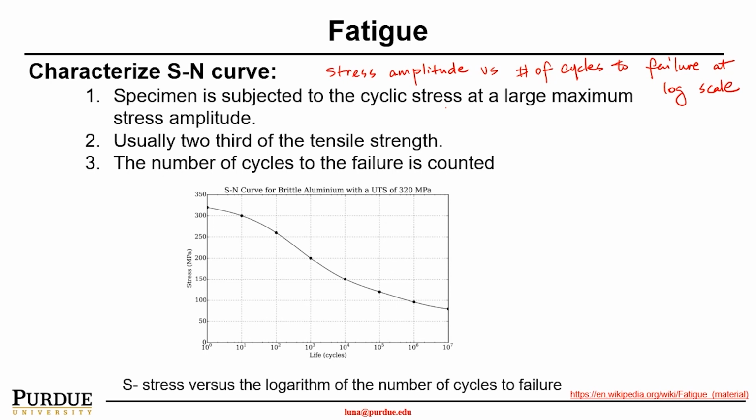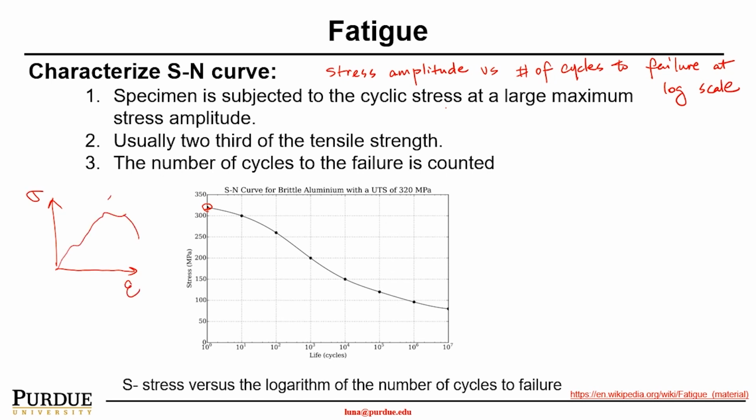We can see an S-N curve for the brittle aluminum. This is the ultimate tensile stress at 330 megapascals. That's if you do this sigma and epsilon.